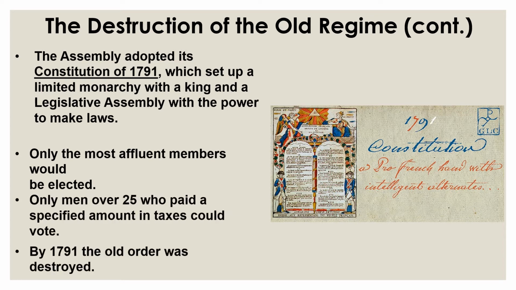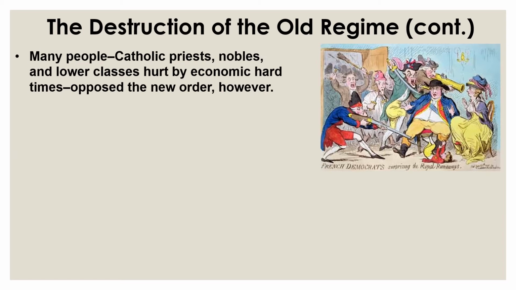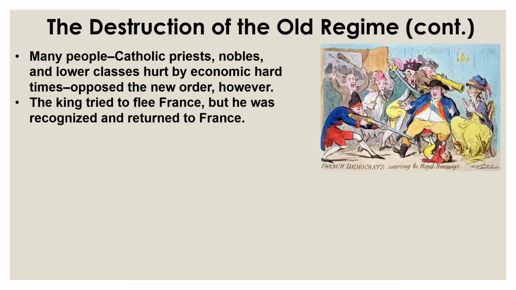Only men over 25 who paid a specified amount of taxes were allowed to vote. And by 1791, with the adoption of the Constitution of 1791, the old order was destroyed. No more absolute monarchy in France. Many people, including Catholic priests, nobles, and lower classes, were hurt by economic hard times, and they opposed the new order, however. They didn't like losing their influence in society.